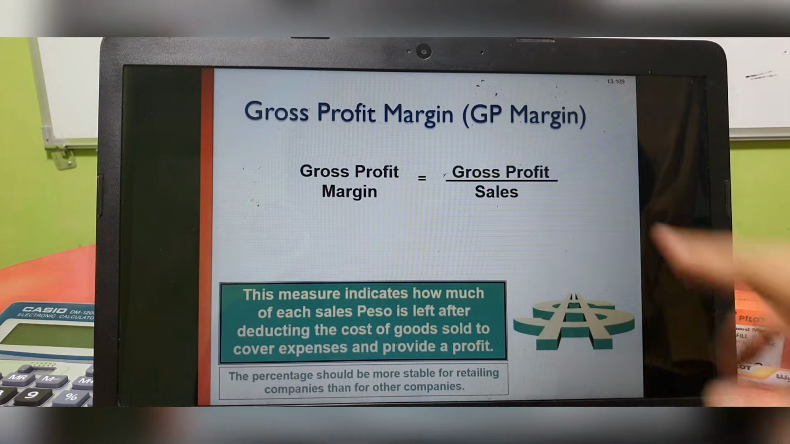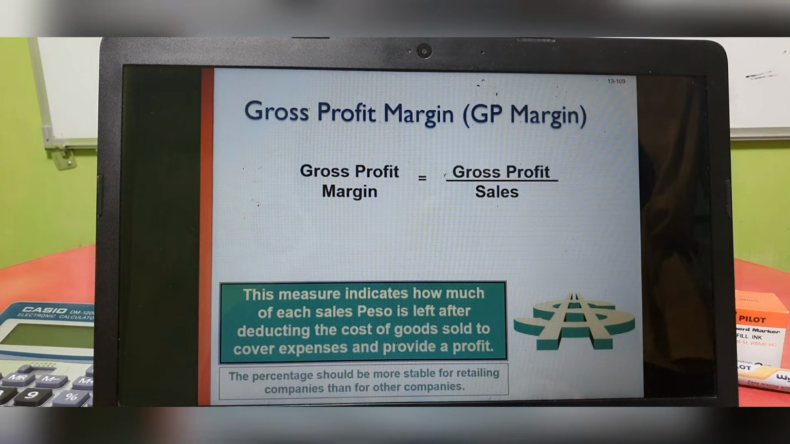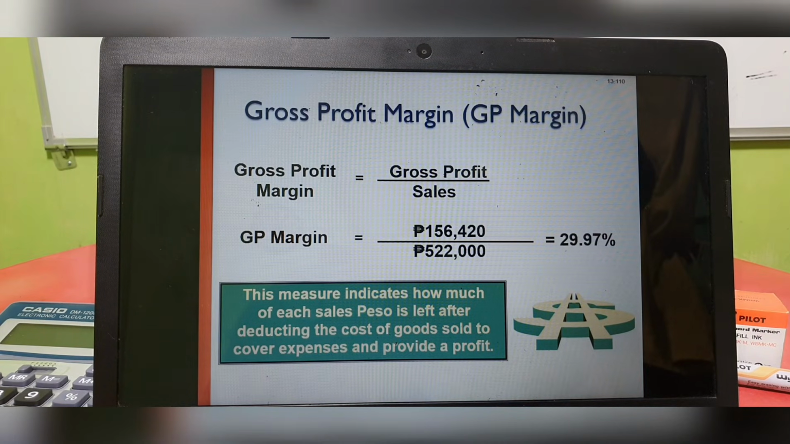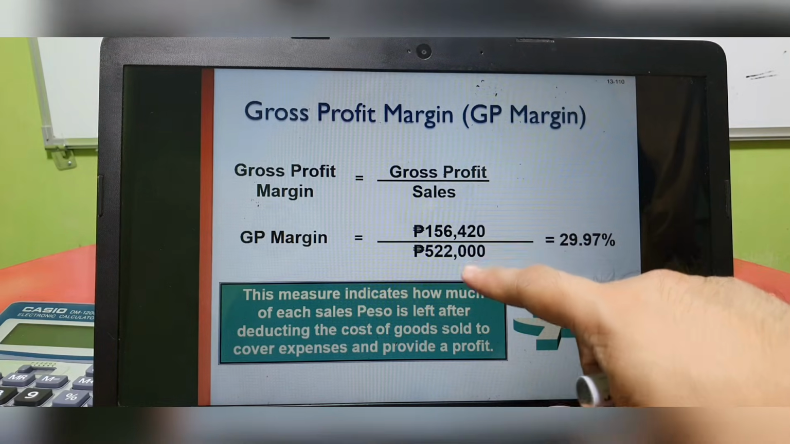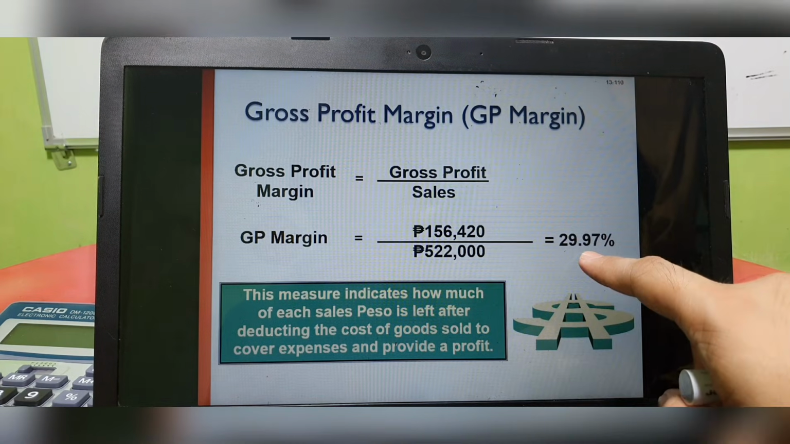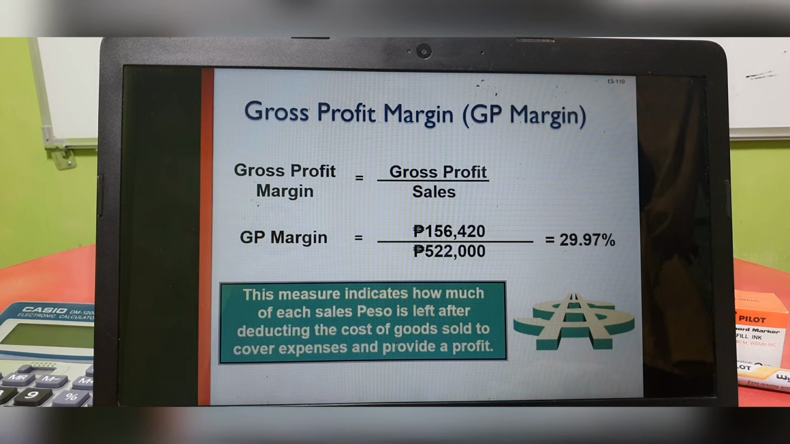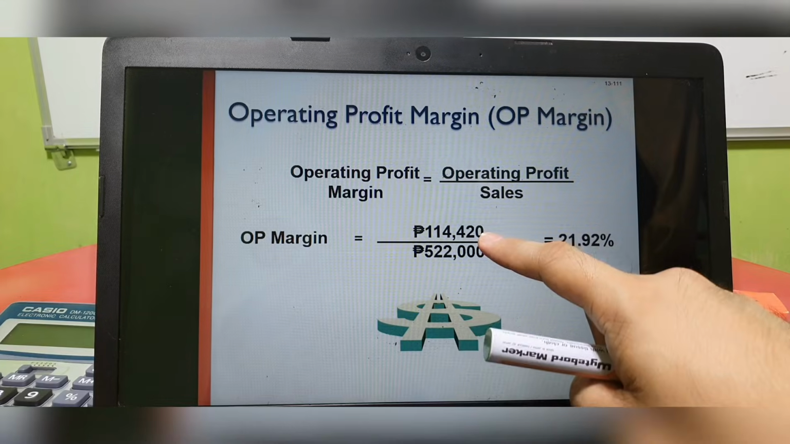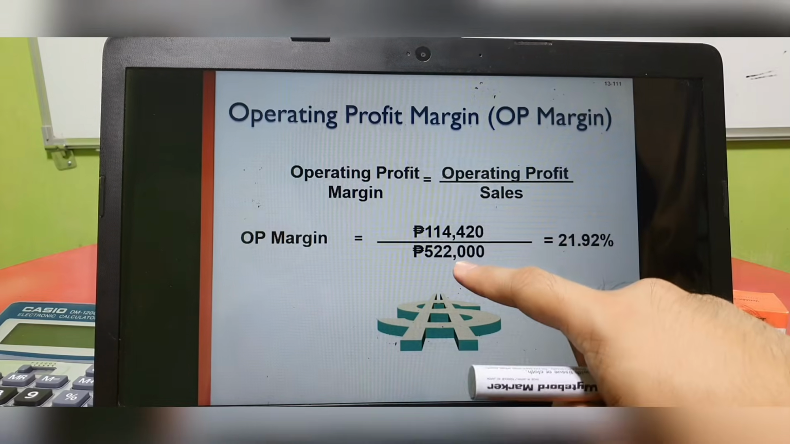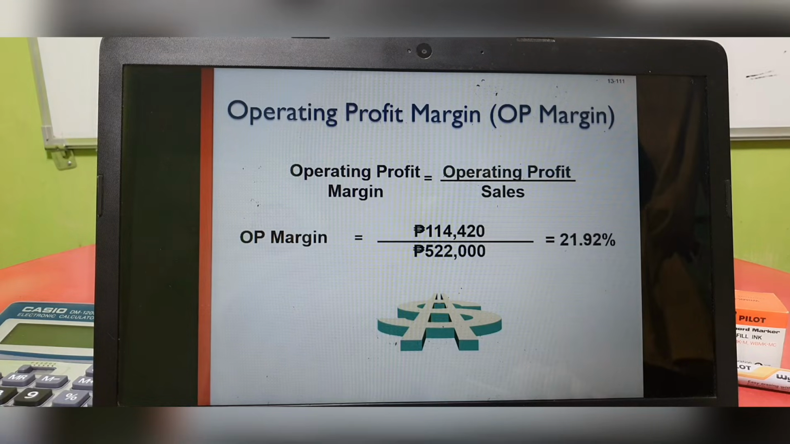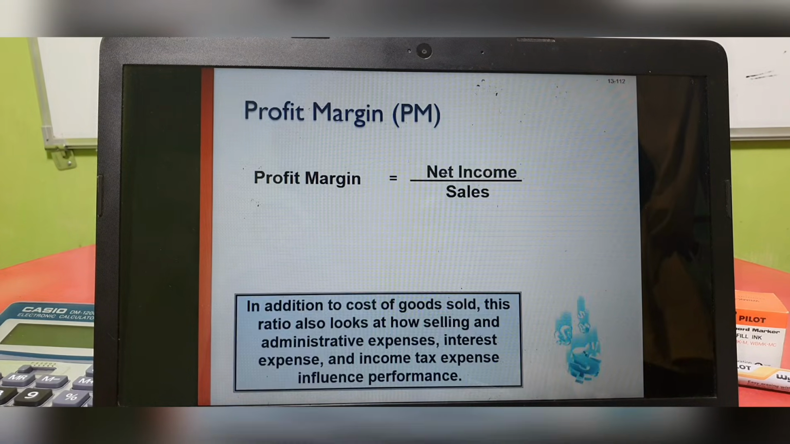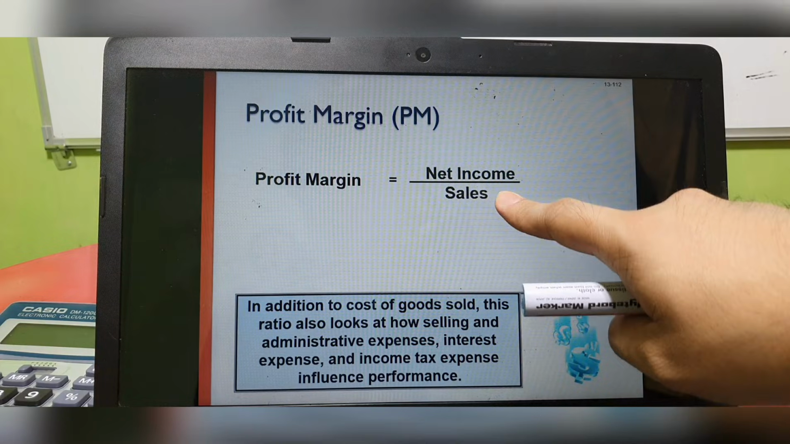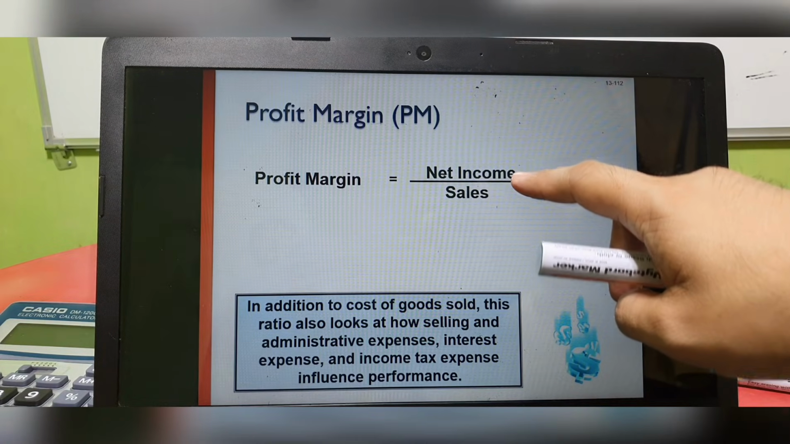So gross profit margin, gross profit over sales. Ano ba yung gross profit natin? Galing sa income statement natin. Okay? So, ang income statement natin shows 156,420 na gross profit over the sales na 522. So, 29.97%. Okay? Operating profit, that is your net operating income na 114,420 or this is your EBIT also over your sales. So, that will give us 21.92%. Okay? And profit margin, yung nasa bottom ng ating income statement, your net income after tax.